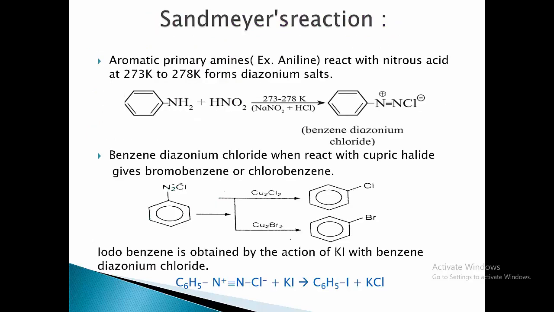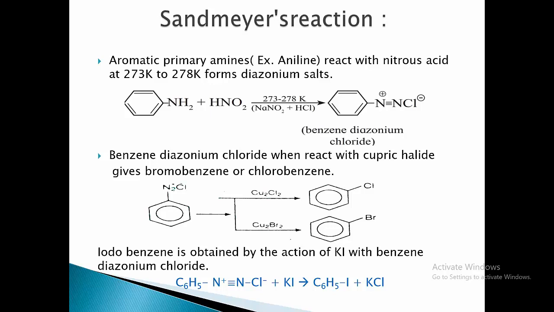Now Sandmeyer's reaction. Preparation of haloarenes by using Sandmeyer's reaction. Now this Sandmeyer's reaction is carried out in the following way. Here aromatic primary amines, for example aniline, react with nitrous acid. This nitrous acid is also prepared at the time of reaction by using sodium nitrite and concentrated HCl at 273 Kelvin to 278 Kelvin, and forms diazonium salt. That is the first step, diazonium salt is obtained.